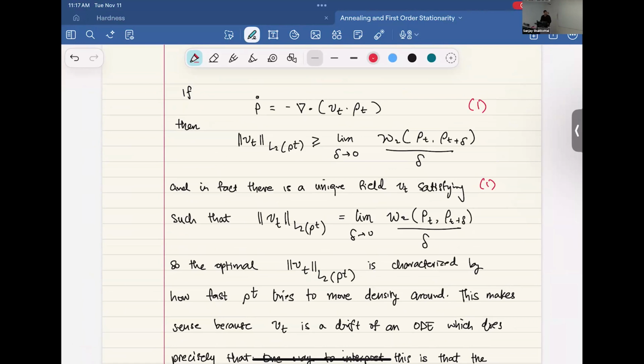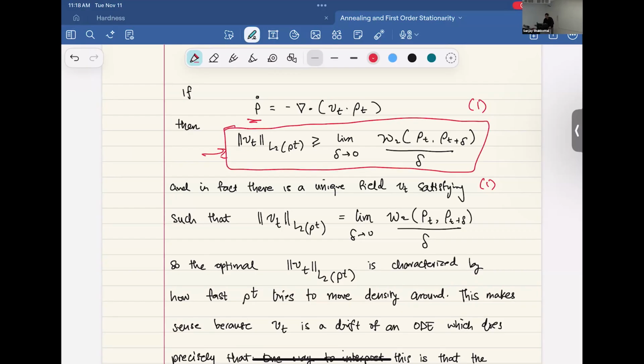Okay, now I changed notation to use rho. So from now on, rho is the algorithm. Imagine you have an evolution rho dot equals, so this is a Fokker-Planck equation. It's driven by drift term v sub t, and at time t it is at rho t. So this is just the Fokker-Planck equation. If this condition is satisfied, then, sorry, this is always true.